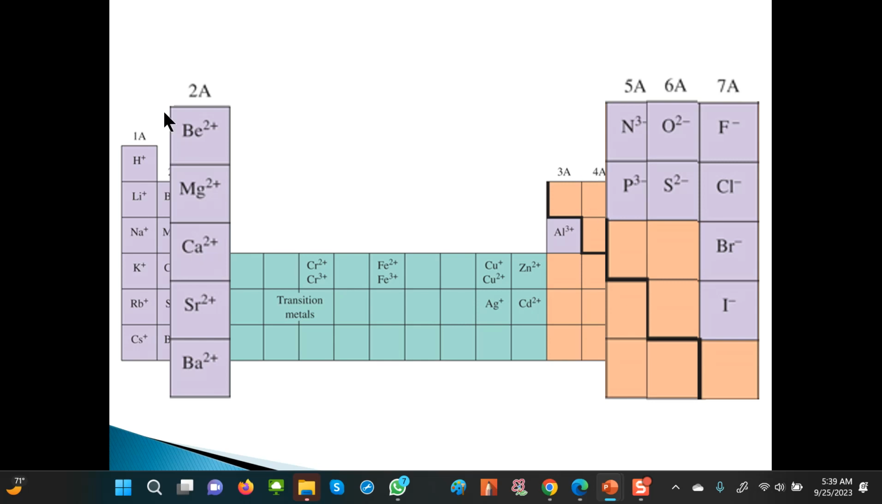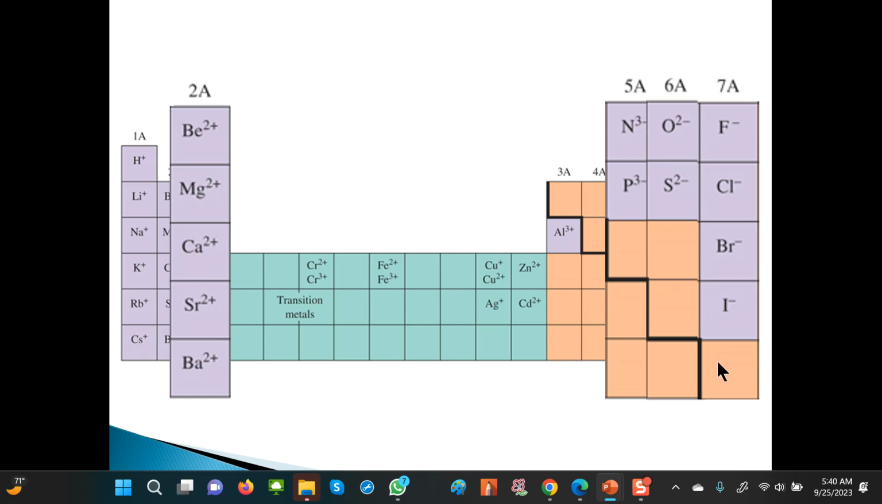Basically, the charges that are formed would be equal to the group numbers. And then now, in the case of elements in group 5A, 6A, and 7A, you'll notice some patterns here. For example, elements in group 7A tend to form ions with a -1 charge. Elements in group 6A tend to form ions with a -2 charge. And elements in group 5A tend to form ions with a -3 charge, right?